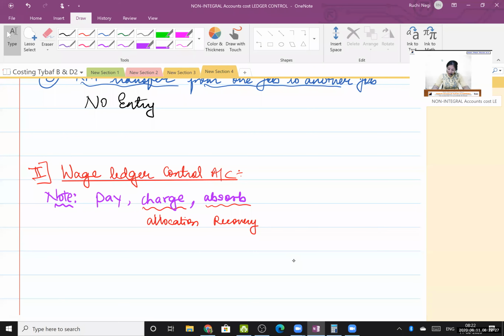From direct wages up to selling and distribution overheads, you are going to follow this rule. So make a note. First, you are going to pay the expense, then charge the expense. Charge is also called allocation of the expense, and then you will absorb the expense. Absorption is also known as recovery. If you remember a chapter called reconciliation of cost books and finance books, there you had this word under recovery of depreciation in cost books, overvaluation of stock in finance books, then over recovery of office expenses in cost books like this. Okay, so just relating it with that chapter.